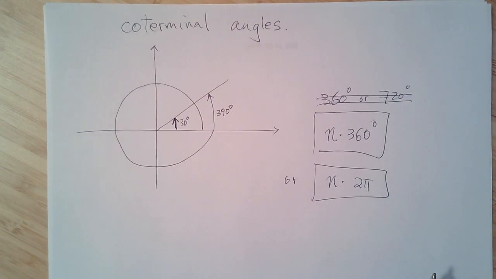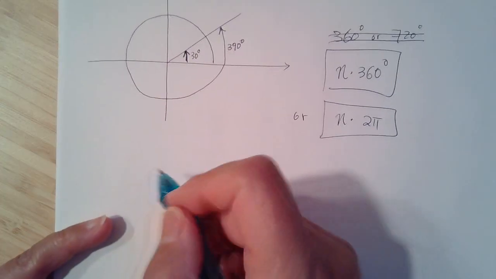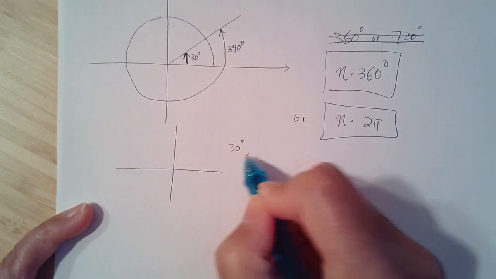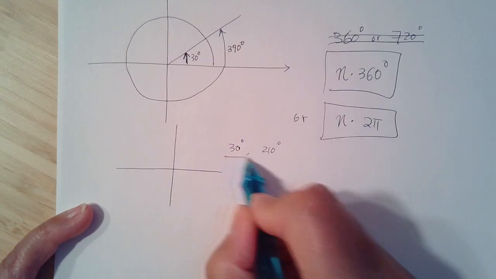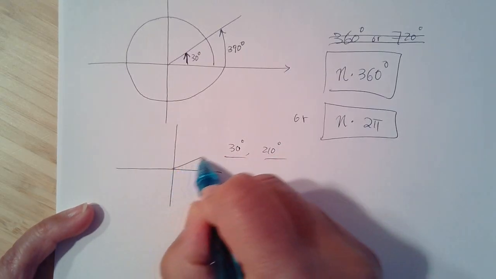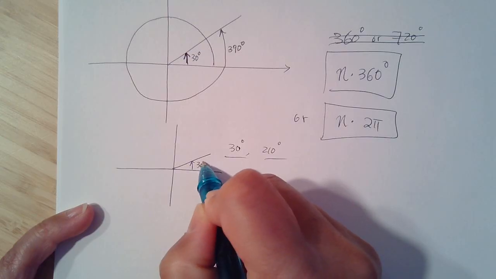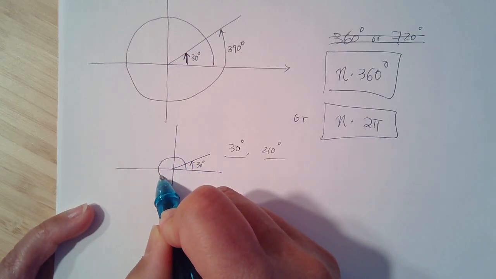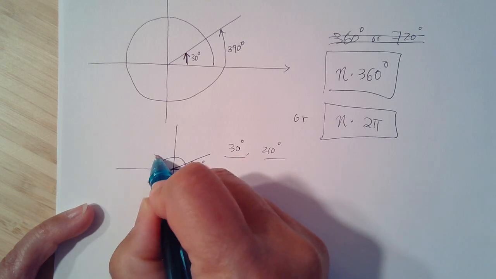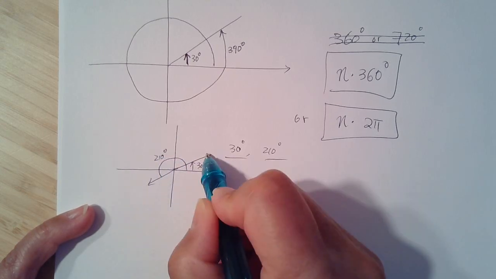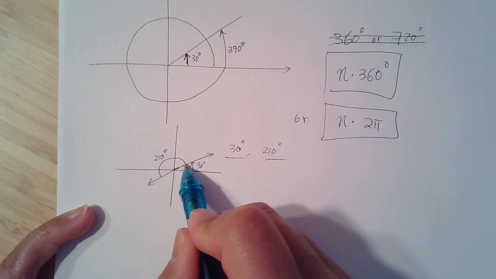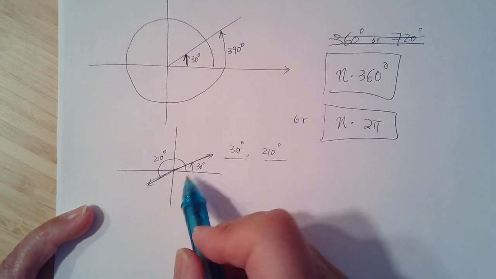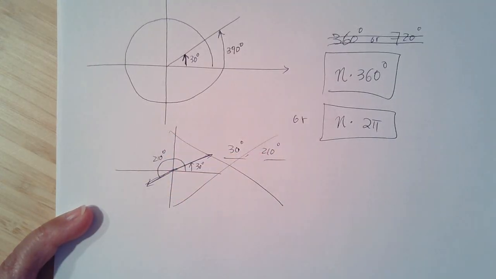Okay. So now let me ask you this question: 30 degree and 210 degree. Are these two co-terminal? Here is a 30 degree. 210 is from here to here. That's 180, and another 30. So that is 210 degree. So they're not co-terminal because this terminal side is here, this terminal side is here. Even though they stay on a straight line, they're not co-terminal. So these two are not co-terminal.